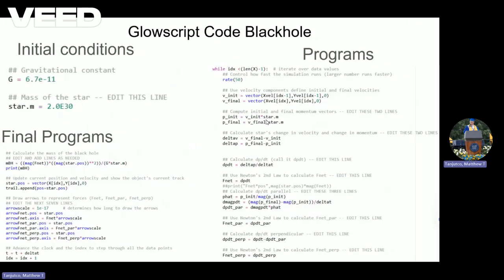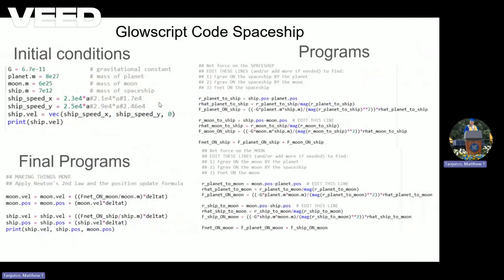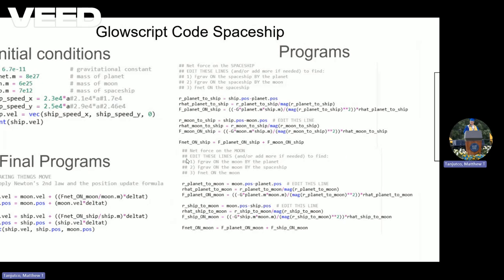The code for the black hole is as follows. Here we have our initial conditions, our programs which involve Newton's second law mostly, and the final programs which just draw the arrows. The code for the spaceship is as follows. We have our initial conditions, the programs which mostly involve universal gravity, and finally the final programs, which just basically make the motion happen in the experiment.